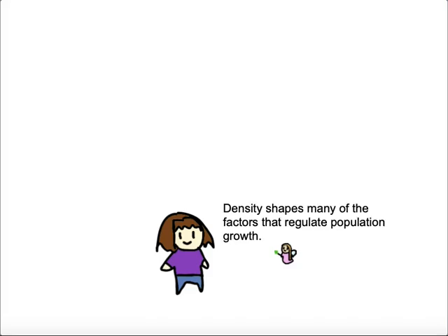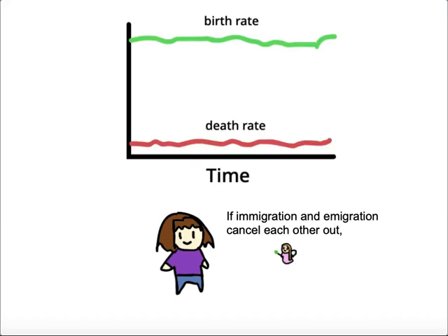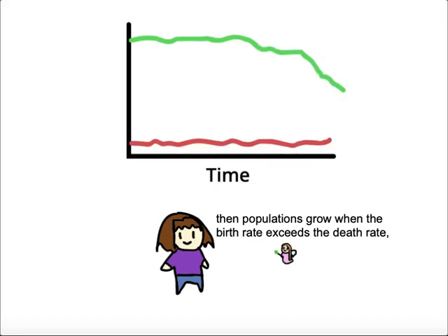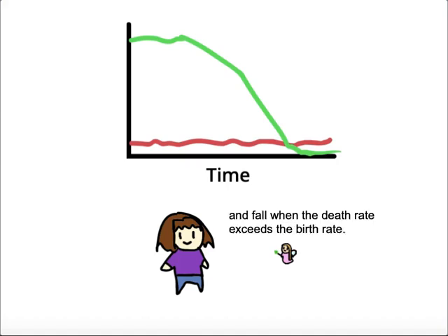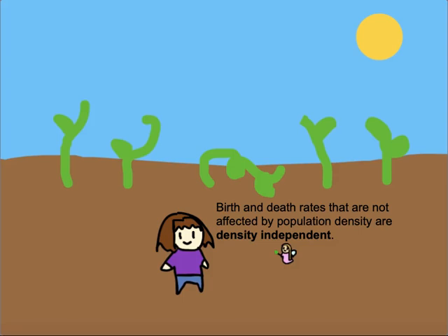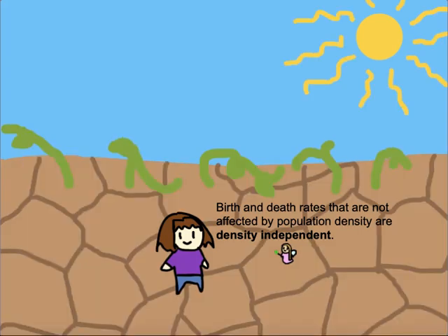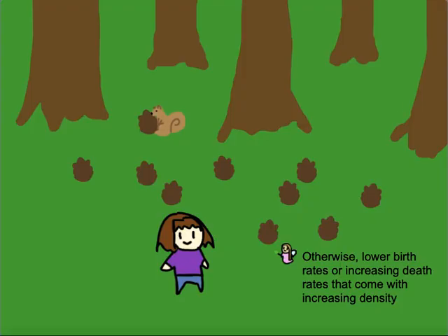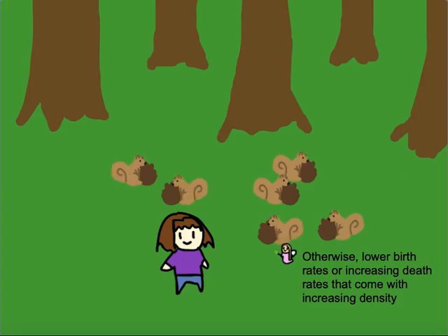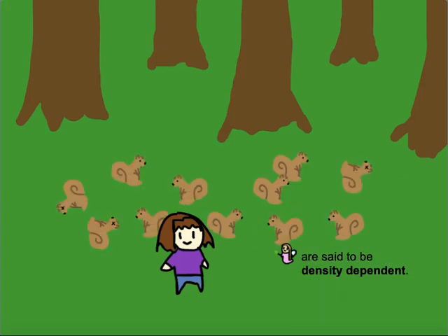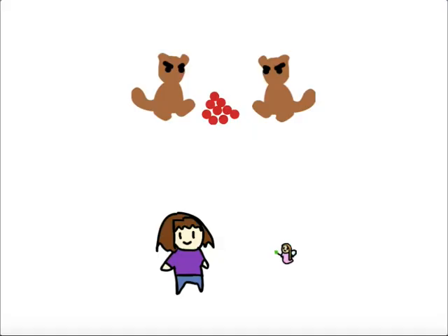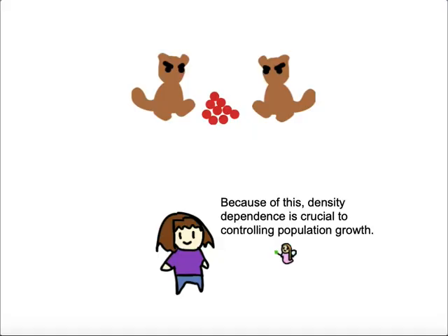Good. Density shapes many of the factors that regulate population growth. If immigration and emigration cancel each other out, then populations grow when the birth rate exceeds the death rate, and fall when the death rate exceeds the birth rate. Birth and death rates that are not affected by population density are density independent. Otherwise, lower birth rates or increasing death rates that come with increasing density are said to be density dependent. Because of this, density dependence is crucial to controlling population growth.